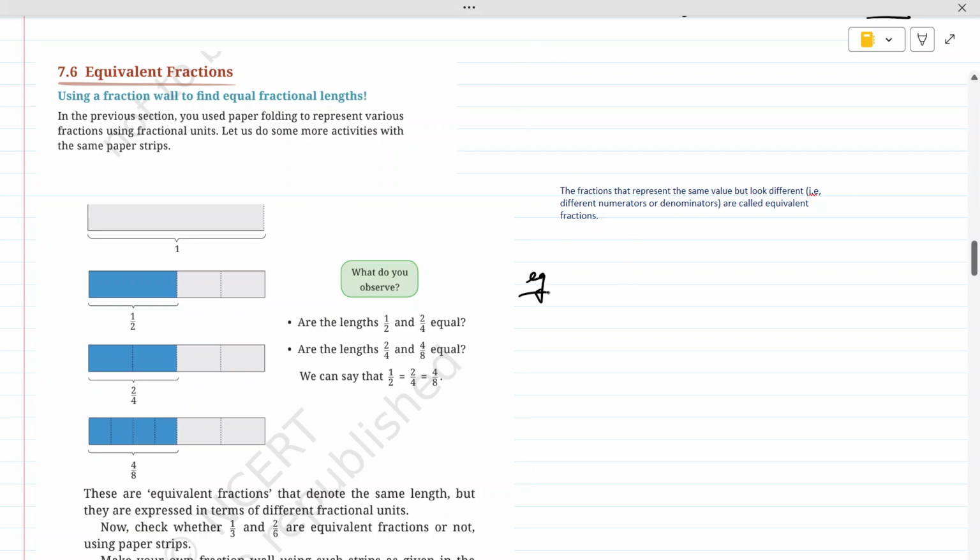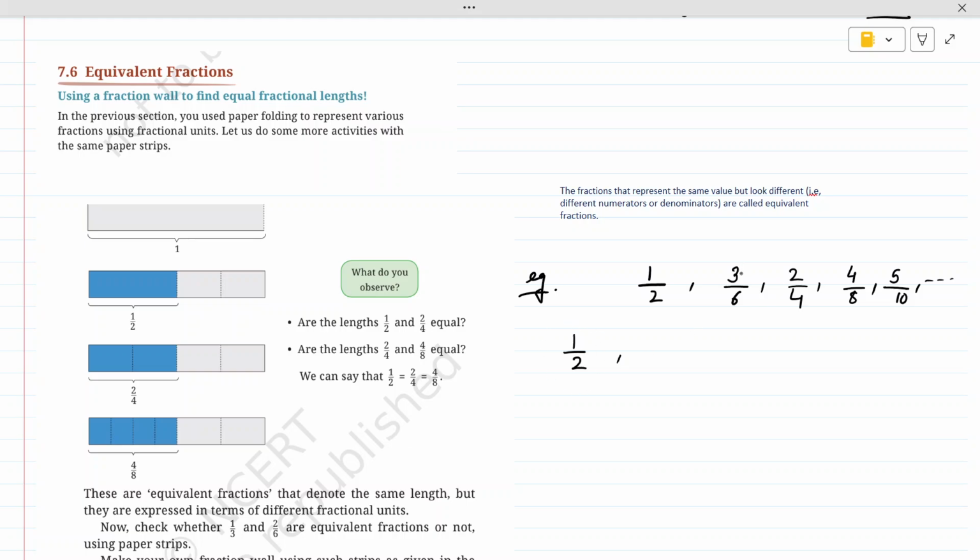An example of equivalent fractions: if we have half, the equivalent fractions of half will be 3 by 6. It will also be 2 by 4. It will also be 4 by 8, 5 by 10, and so on. If you see these fractions, if you simplify them, you will get the same value. 1 by 2 cannot be reduced further. This is the lowest form. So 1 by 2 is as is.